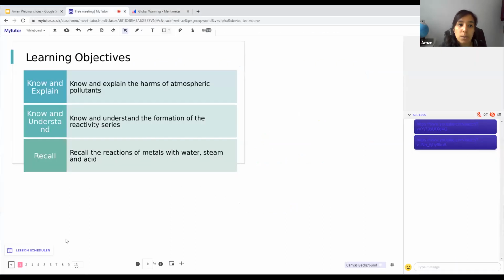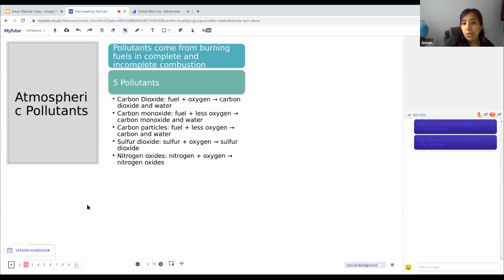So as we said, today we're going to look at atmospheric pollutants. Then we'll do some exam questions, kind of summarising the Earth's atmosphere and that topic, and then we'll go into the reactivity series. So let's start with atmospheric pollutants then.